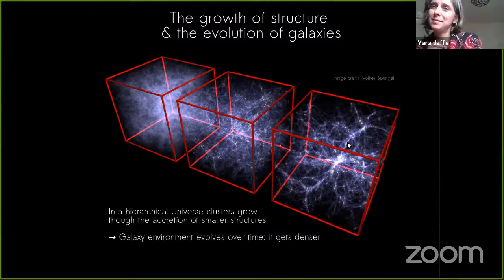And what does this mean from the point of view of the galaxy? From the galaxy's view, their environment evolves with time, and in general, it becomes denser as the universe evolves. So galaxies are not always in the same environment. Their environment will change over time, and this has to have consequences in their lifetime.